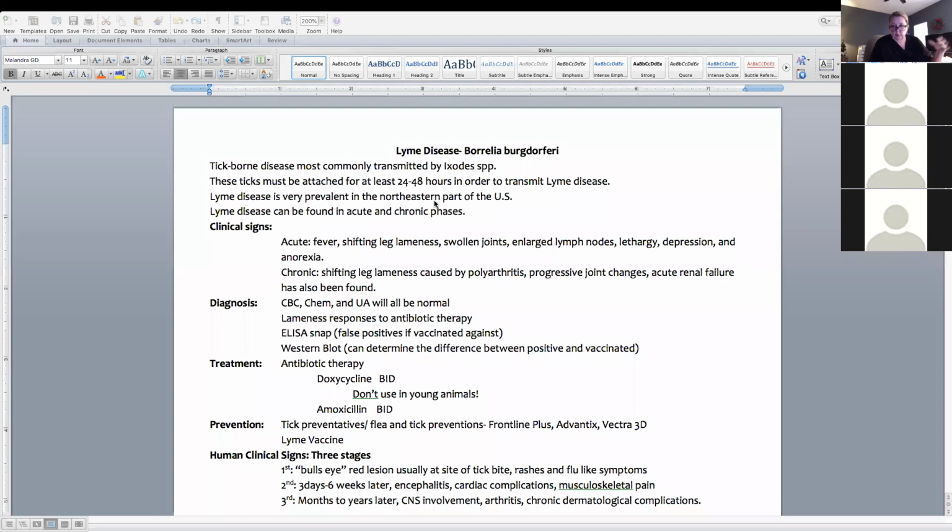So if they're going to a little dog park with short grass and they live in an apartment in the city, there's not going to be as much prevalence. Even if they're in the northeastern US, we look at what the dog does. What are its behaviors? What are its normal activities? So that is kind of important.